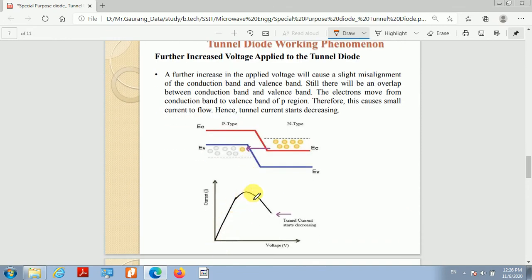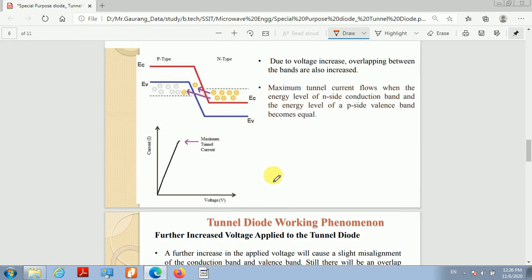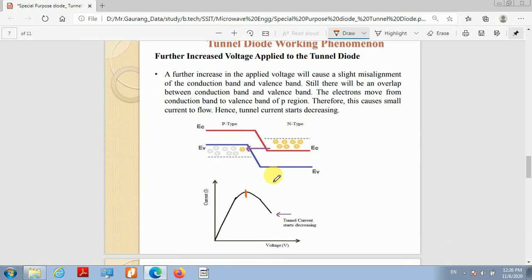So you can see from this figure, at this point, the conduction band and valence band completely overlap, or they are at an equal energy level, and because of that the maximum tunneling of electrons can take place, and we are getting the maximum tunnel current. But as we increase the voltage further from this point, there is a slight misalignment between the conduction band and valence band, and tunneling of electrons from the conduction band to the valence band decreases and ultimately decreases the current.